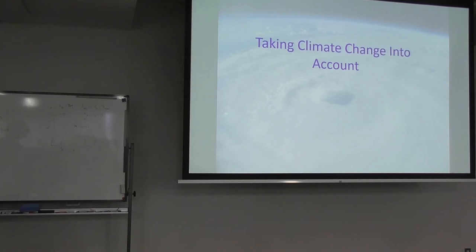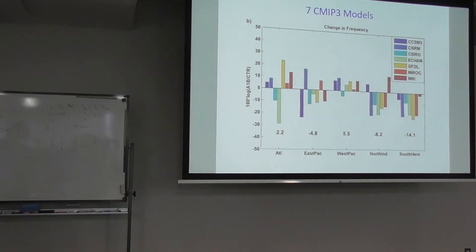And so how do we do that? Well, we can downscale climate models. We did this twice, basically. We did this for CMIP3 models, the previous generation. These are 7 models. If you recognize the acronym, there are 2 Japanese models in bright red and deep red. This shows the change in frequency between the end of the 20th century and the end of the 21st century, for a particular scenario called A1B, which is a fairly modest, moderate increase in carbon dioxide.